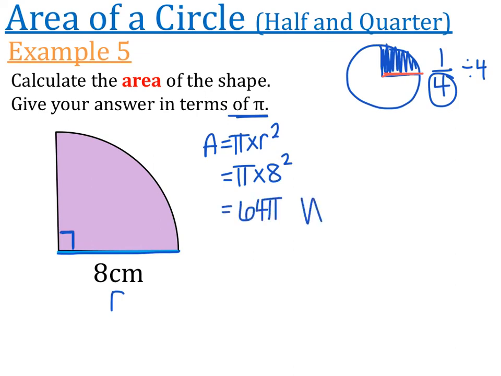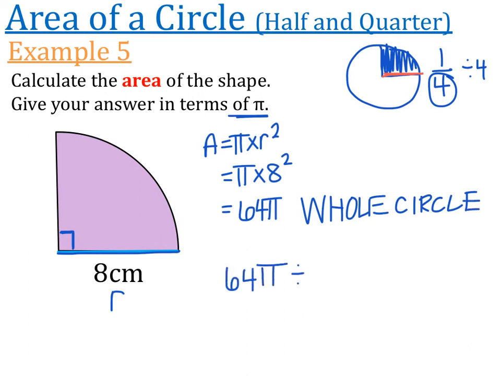Now, that is the whole circle. I don't want the whole circle. I only want a quarter of the circle. So the actual area is 64 pi divided by 4, which gives me 16 pi. And again, I can put the units, which are centimeters squared.